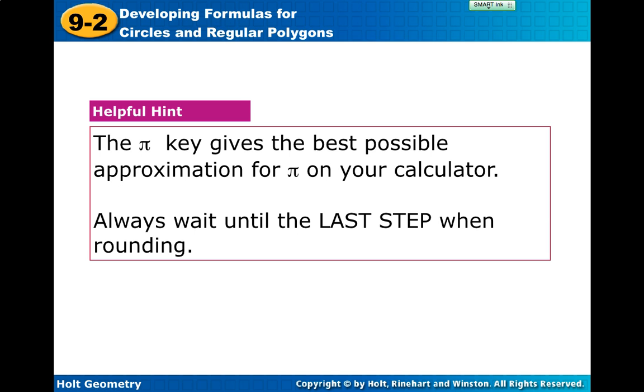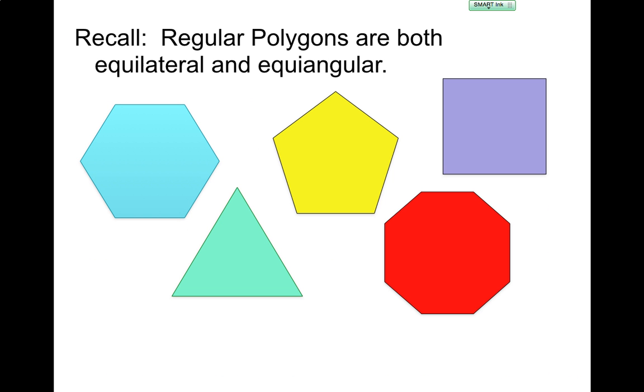Okay, let's go to, I guess a reminder, wait until the last step when you round. Don't hit the pi button until the end of a problem. Let's go to the regular polygons next. This is a formula that you probably haven't seen before. What's a regular polygon? All sides equal, all angles equal. So it's nice, symmetrical. Again, my projector is distorting these a bit.